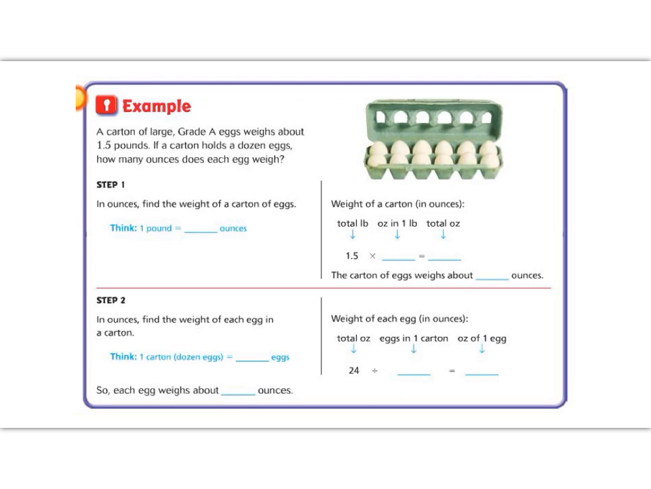Let's try these skills with another example. It says, a carton of large grade A eggs weighs about 1.5 pounds. If a carton holds a dozen eggs, how many ounces does each egg weigh? So let's think. We have the total carton is 1.5 pounds. And we want to know how many ounces, so there's a conversion, does each egg weigh. And we know that a carton holds a dozen. So we know that we're going to use the number 12 because that's a dozen.